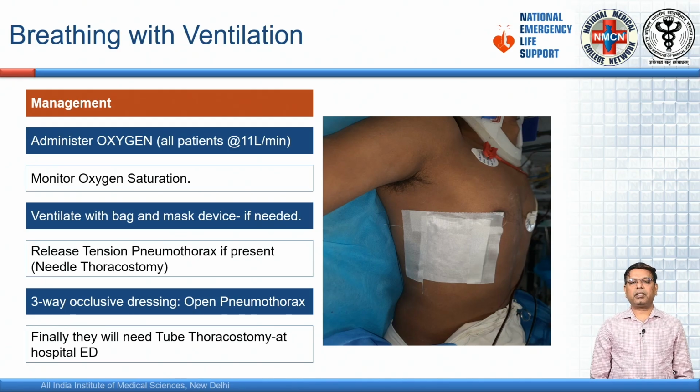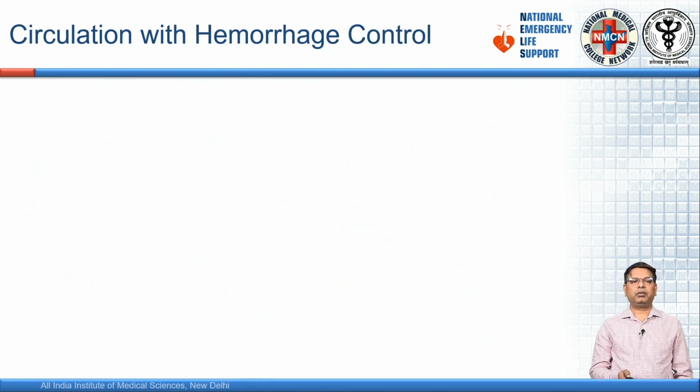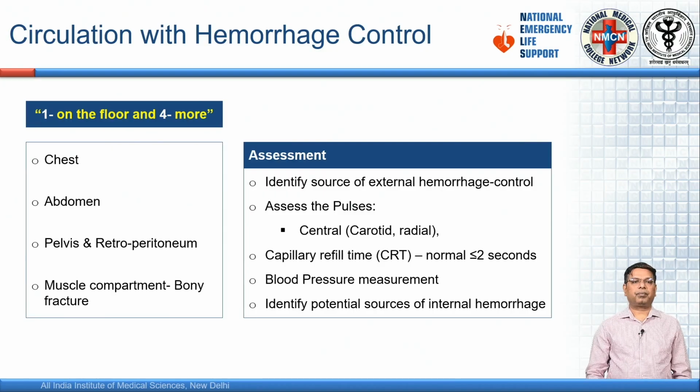Open chest wound, we have to go for 3-side dressing. And finally, you have to take this patient to a place where he can be treated as early as possible, ideally within the golden hour.